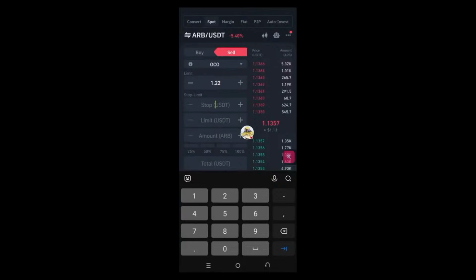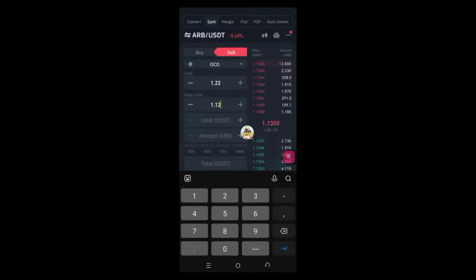Then I'll have to put my stop also, right? So if it's going down, I need to put my stop. That's the stop limit. That's the stop loss, right? I need to put that. So if it goes below, this is currently 1.359. So if it goes below like 1.2, for instance, I don't want to lose my money, right? I don't want to waste time in this trade.